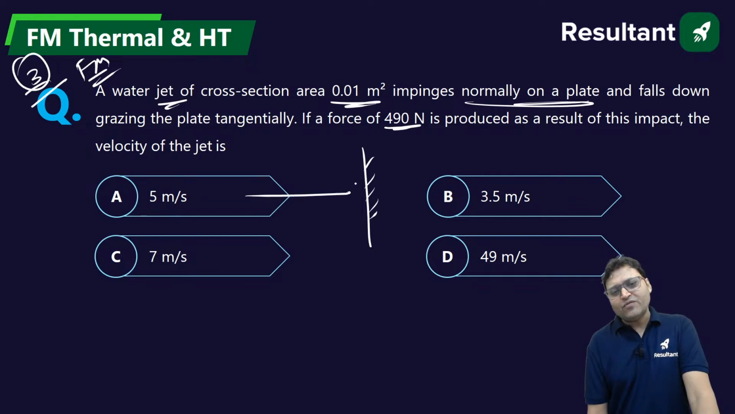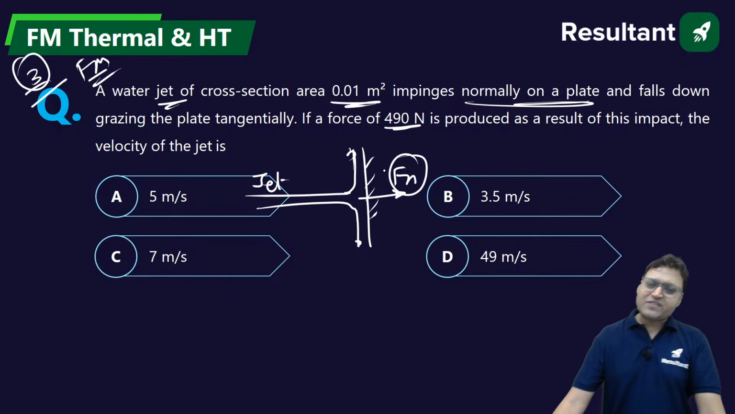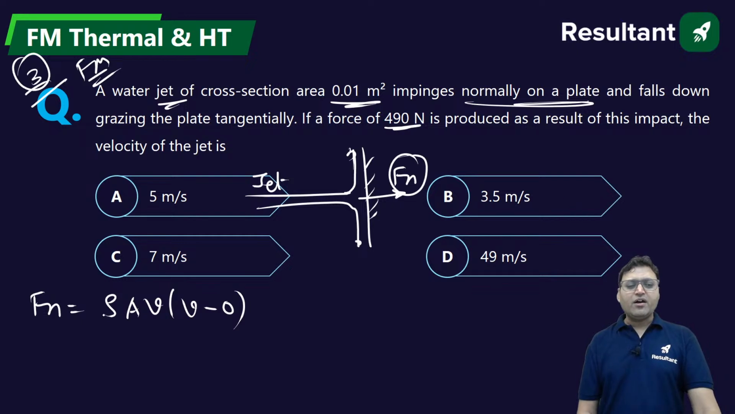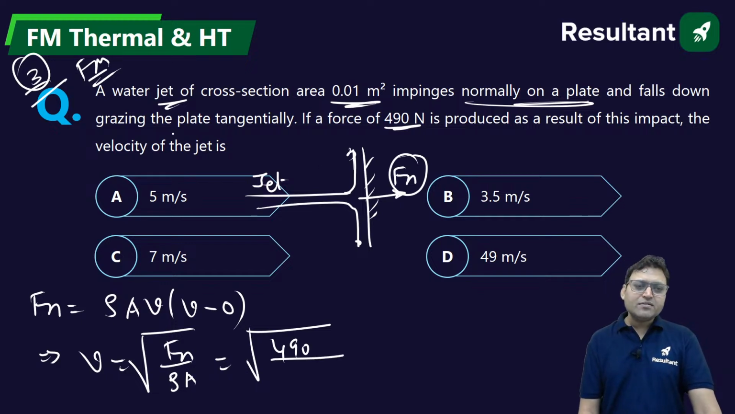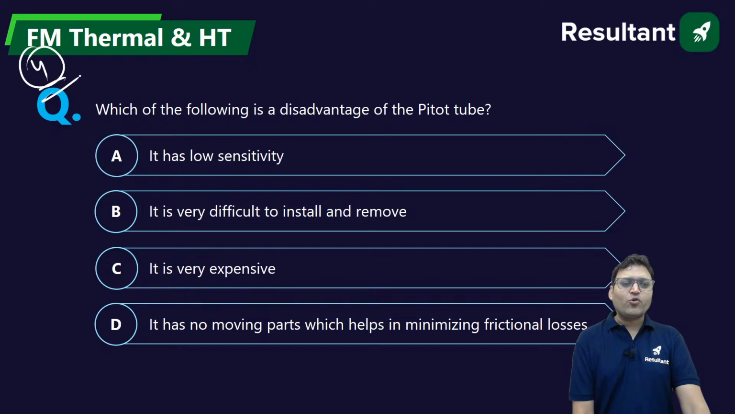It is the case of jet striking normal to the plate. Water jet is striking normal to the plate. The force exerted will be Fn. So it is the rate of change of momentum in normal direction. So Fn is equal to mass flow rate rho AV into change in velocity in normal direction. That will be your Fn. The question is from the velocity. Velocity is Fn upon rho into A under root. What is the normal force? 490. What is the density? It is the water. The fluid is water, so 10 to the power 3. What will be the area? 0.01 meter square. So do the calculation, you will get the answer 7 meter per second. Yes, that is correct.